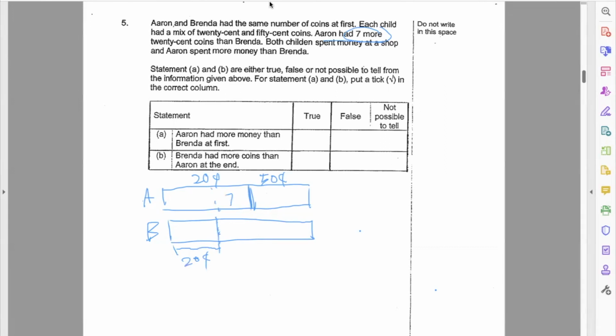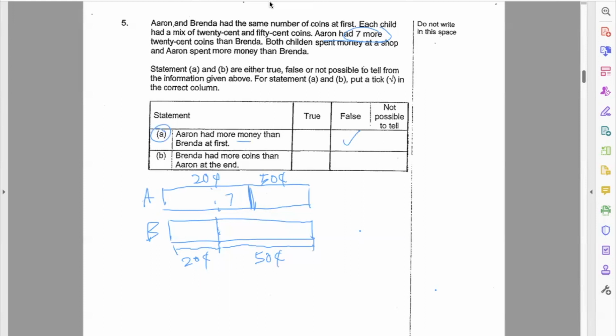All right. Looking at the first statement A, Aaron had more money, and by money we are talking about value, than Brenda at first. This statement is false. Let me explain why. Aaron has more 20 cents than Brenda, but Brenda has more 50 cents than Aaron, and they have the same number of coins. So we can say that Brenda has more money than Aaron, so this statement is not true.